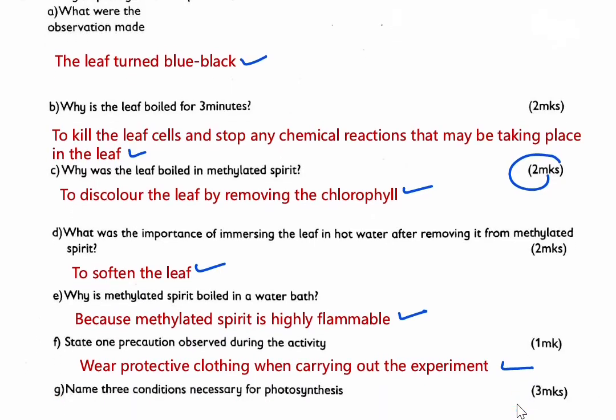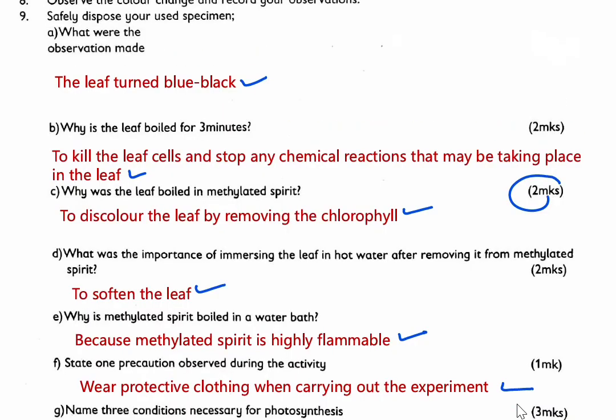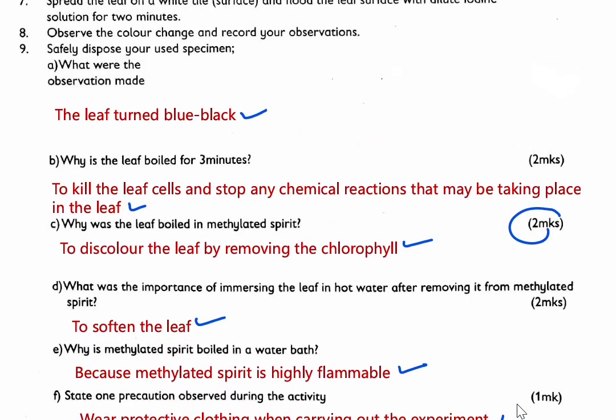Part G. Name 3 conditions necessary for photosynthesis. So I'm going to teach you this. If you are very conversant with my videos, I've taught you this in a mnemonic severally. When cows see green plants, like grass, they go there to eat. So we're going to say cows go. Cows go where we have green plants. So cows go. So these are the conditions for photosynthesis. And this is the product, the end product.